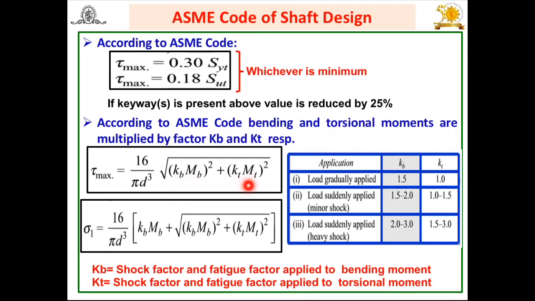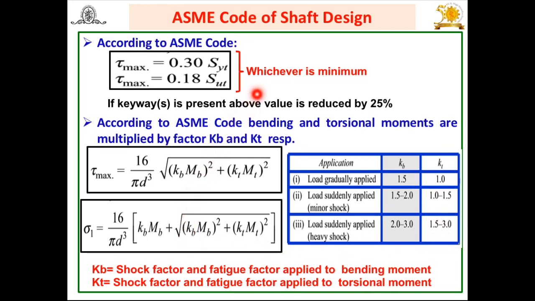And the values of KB and KT depend on the application. When the load is gradually applied, KB is equal to 1.5 and KT is equal to 1. When the load is suddenly applied or there is minor shock, KB is in the range of 1.5 to 2 and KT is in the range of 1 to 1.5. When the load is suddenly applied with heavy shock, KB is in the range of 2 to 3 and KT is in the range of 1.5 to 3.